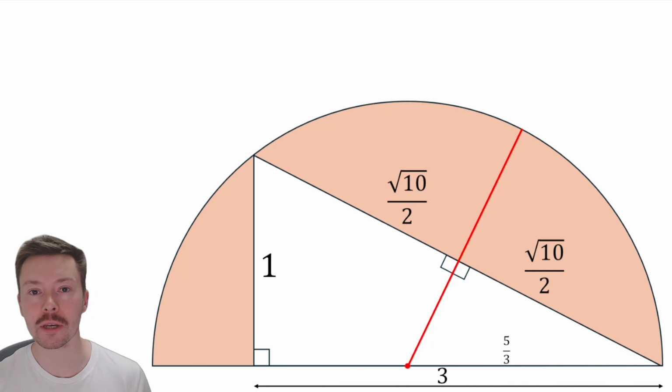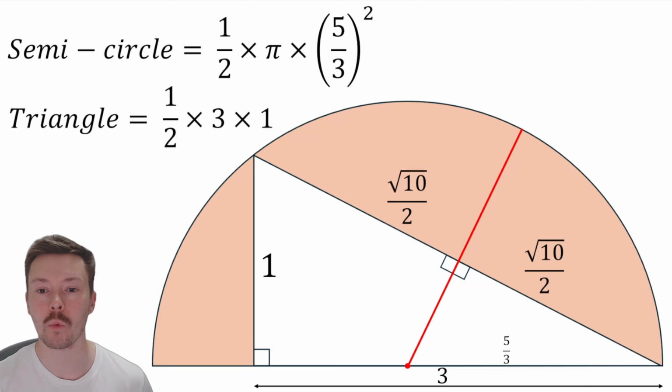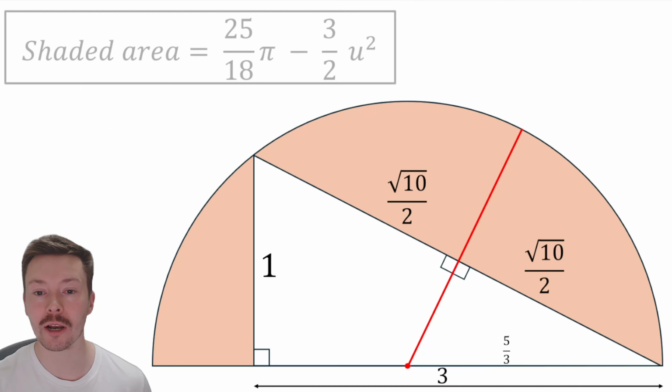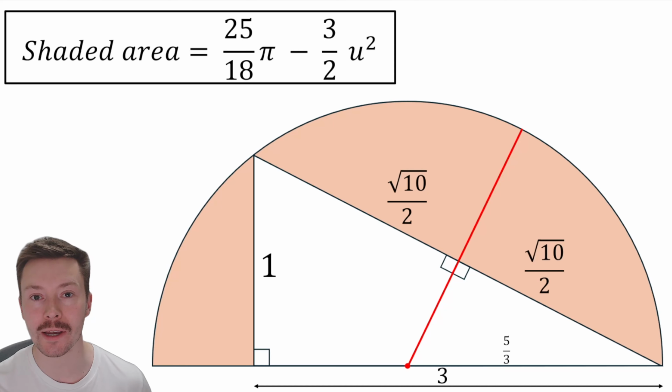Now from there, I need to just work out the area of the semicircle and then work out the area of the triangle and take them away from each other. So the semicircle is a half pi r squared, and the triangle is a half the base times the perpendicular height. That gives us answers of 25 over 18 pi, and the triangle is 3 over 2. So our final answer for the shaded area is 25 over 18 pi minus 3 over 2 units squared.